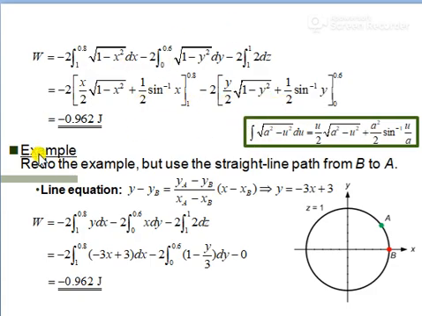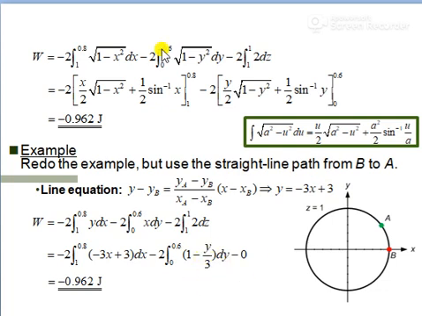Next we go to one more example: redo the example but use the straight line path from B to A, right? So it's not a circle here, just a straight line path from B to A. For that we need the line equation: y minus yb is equal to (ya minus yb) divided by (xa minus xb) into (x minus xb). Therefore y is equal to minus 3x plus 3. This equation has to be substituted in the previous equation. Instead of y in root of 1 minus y square, you substitute the value of y here, and we substitute the value of x, that is 1 minus y by 3.